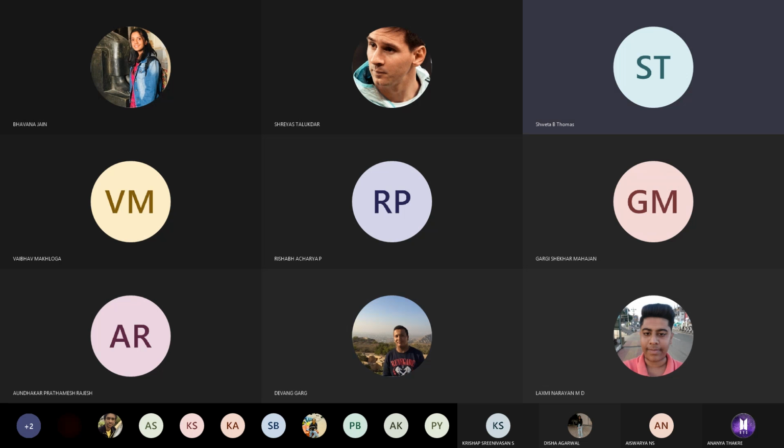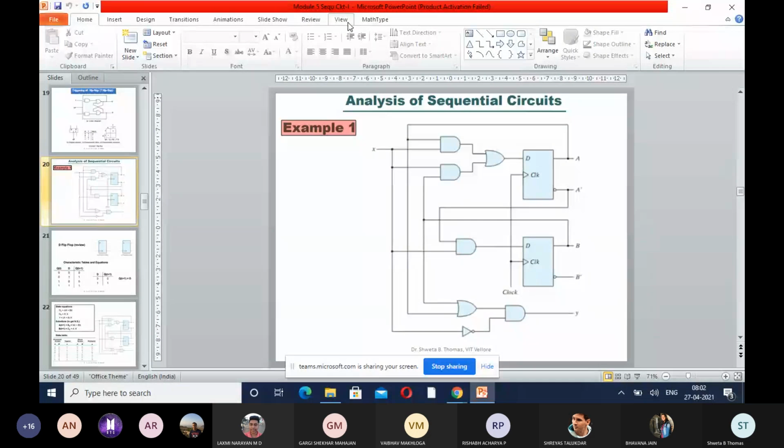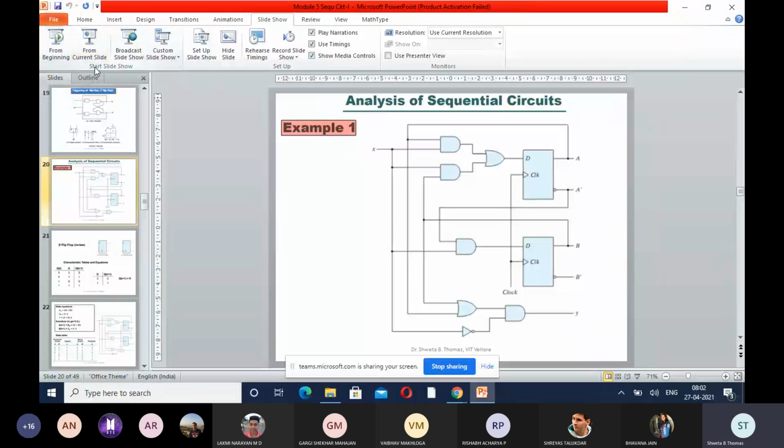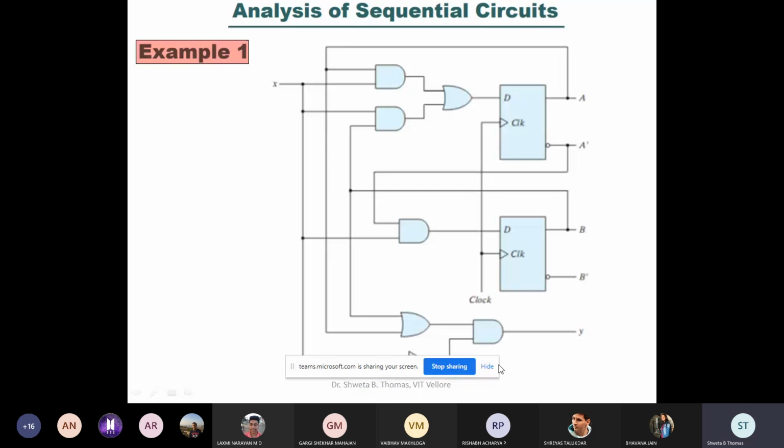Thank you. Based on yesterday's class, we will discuss some numerical problems. Yesterday, we started the flip-flop. Basically, 4 types of flip-flop we have studied. Based on that, we will go for the analysis of sequential circuit. In your exam also, you may expect this kind of numerical.